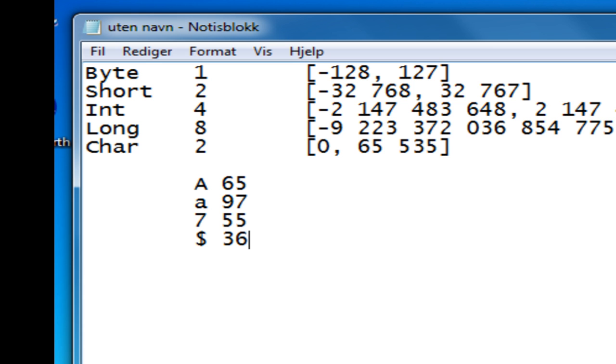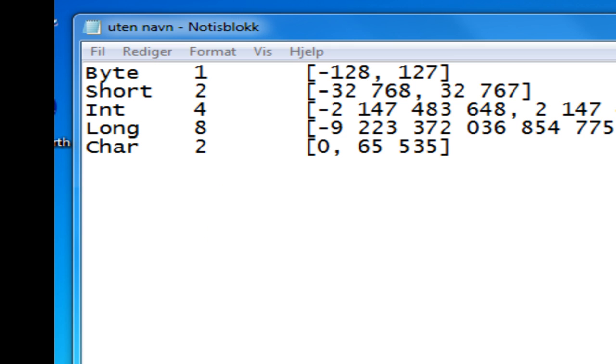We'll get back to this and how we work with the char in a few tutorials. I'll go through the details again when we start using this primitive data type. Okay, we are moving on.